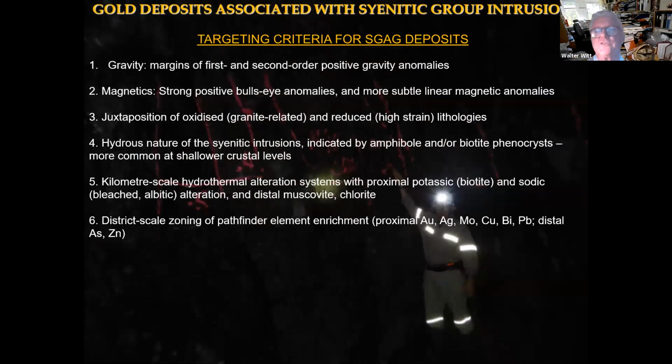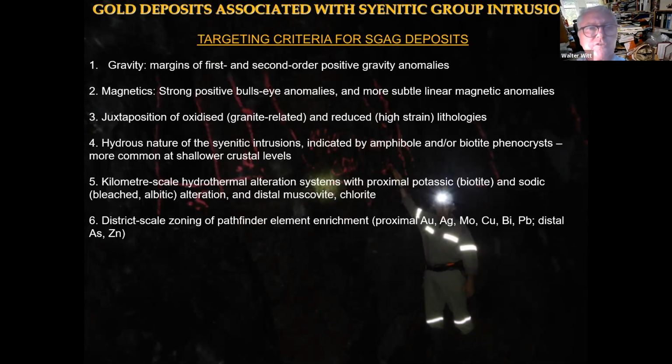Targeting criteria for SGEG deposits. First of all, gravity. The deposits are found on the margins of first and second order positive gravity anomalies. Magnetics. The deposits are often identified by strong positive bullseye anomalies, but we also have to be aware that some of the more subtle linear magnetic anomalies may represent syenitic intrusions and their alteration aureoles.